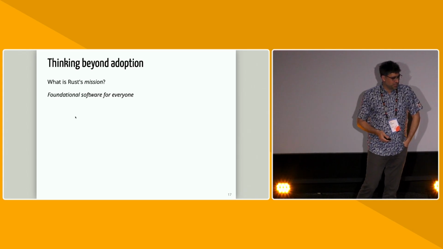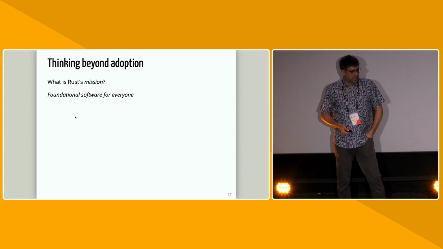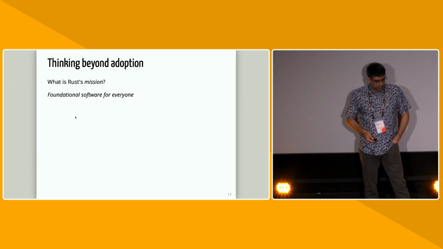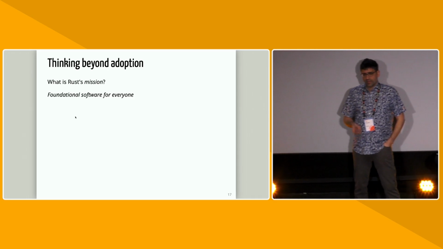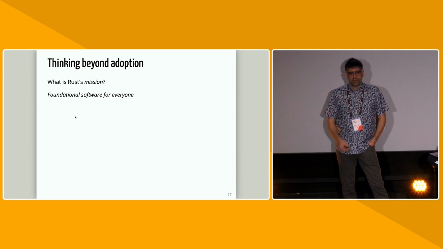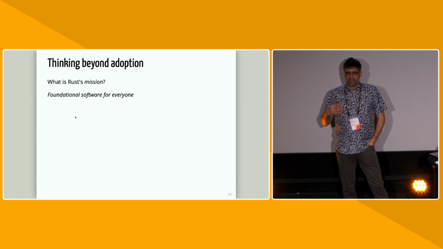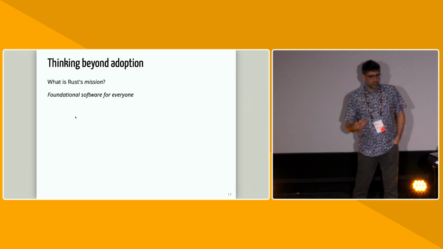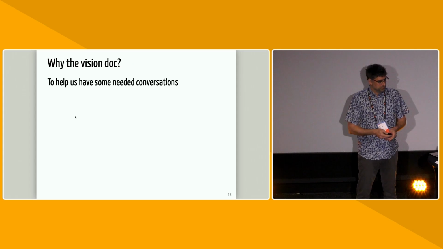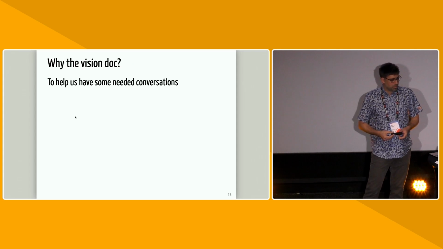So I mentioned adoption not being good enough. I think if I were to put words on Rust's mission, it would be something like this. We want to build the best tool we can, the best language we can, for building foundational software for everyone, right? And that everyone is meant to capture that accessibility and usability and opening the pool to a bigger pool of developers.